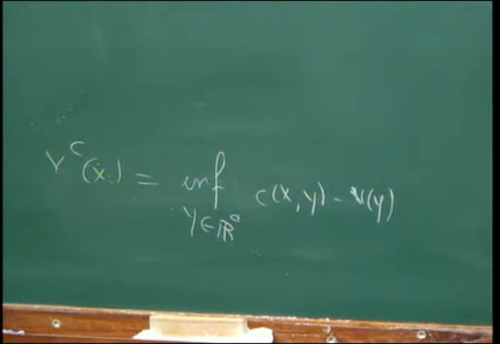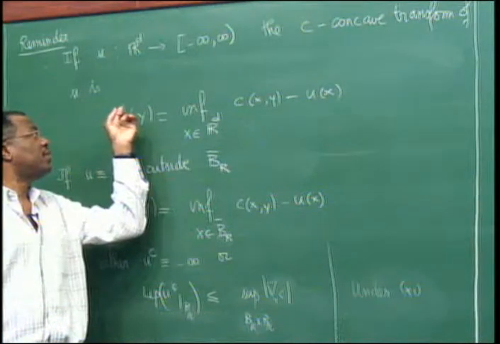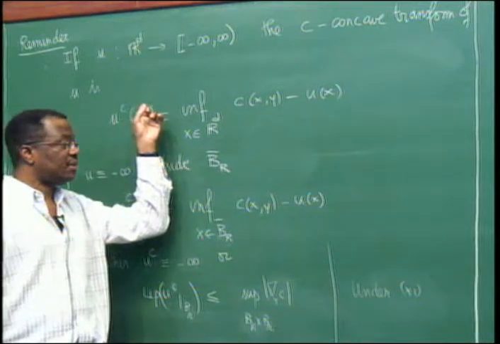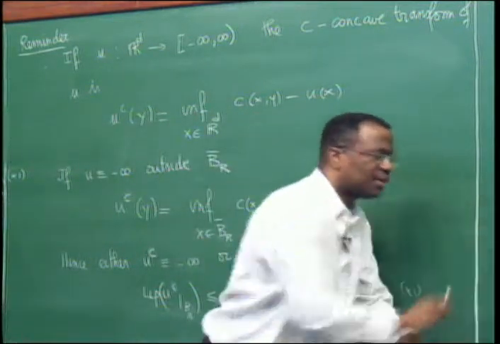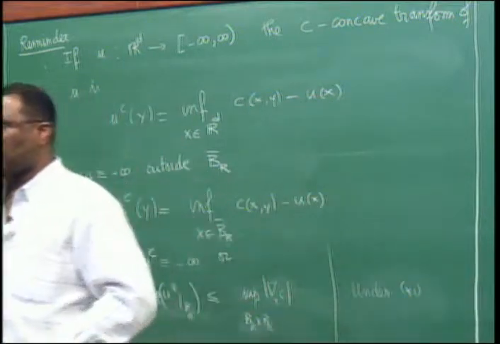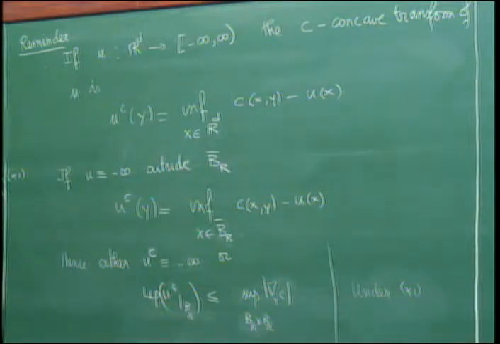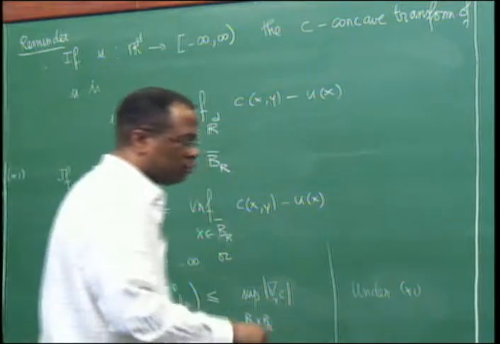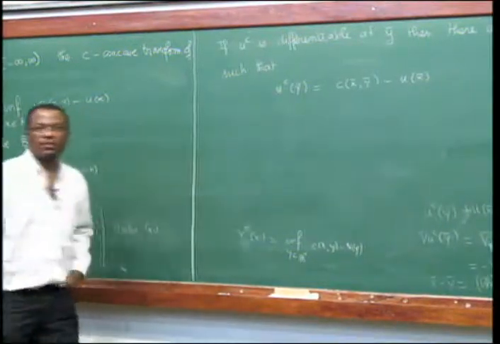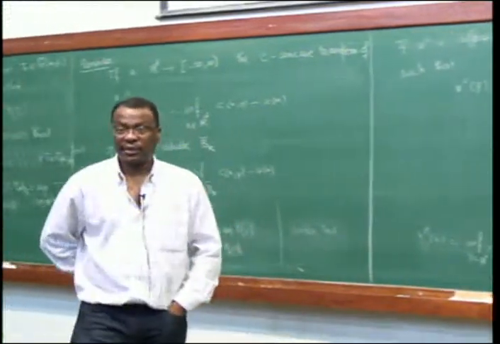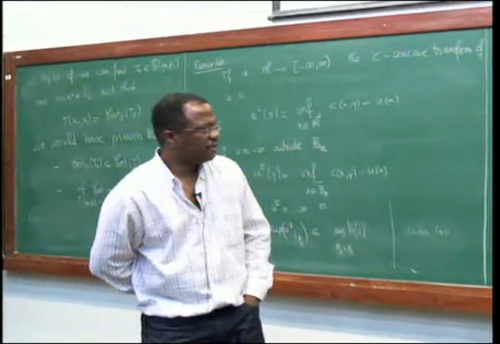So if C of x, y was not C of y, x, here I'll write a U, upper C, and here I'll write a V, lower C. But because C is symmetric, the upper C and the lower C are the same, and I didn't want to make my notation heavier. This is why I assume that h is even.